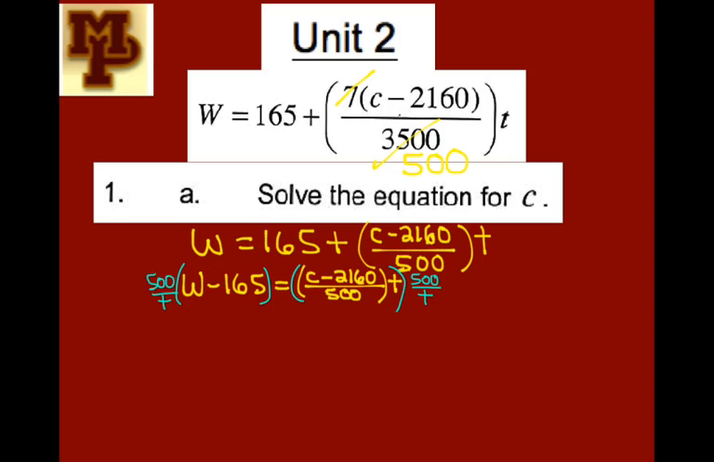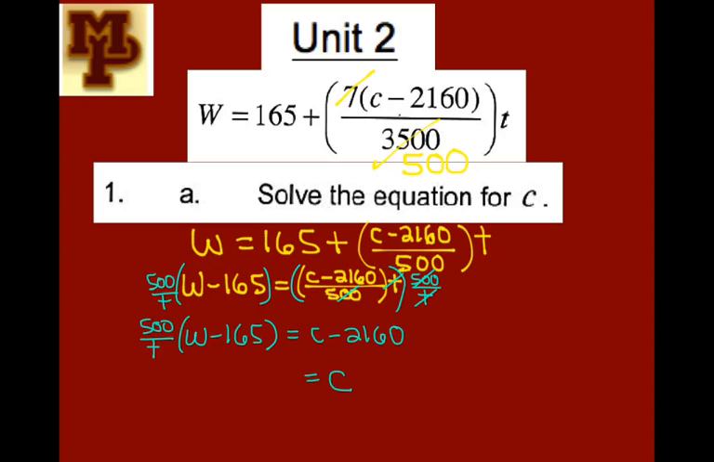What that will do is cancel the 500s, and it'll cancel the T's, because T is on the top, you know, it's like T over 1. So I can do that. So far I'll have 500 over T times W minus 165, and then on the right-hand side all I'll have left is C minus 2160. And then if I want to solve for C, I'll just add the 2160 to the other side. So I'm going to go ahead and do that.